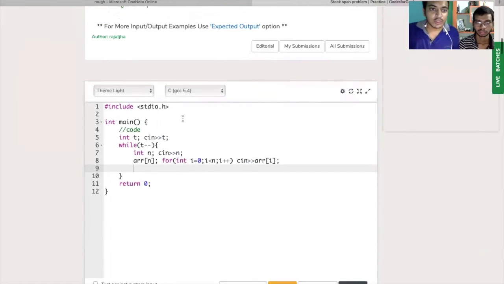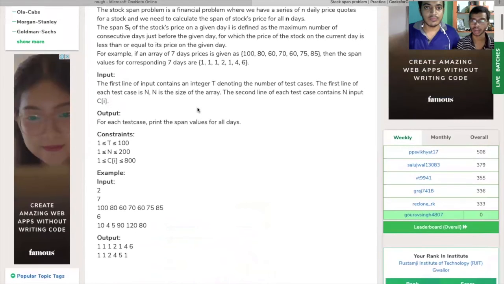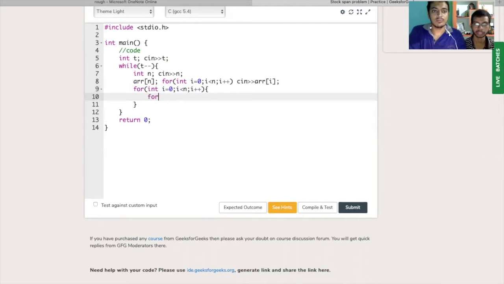Now let's move on to the code. Okay, so what will be the naive approach? The naive approach is easy. We'll run a loop, and for every element we check that the particular element is smaller than how many of the elements to its left. So we run a loop for a particular element, and then check how many elements it is greater than or equal to. So this is the naive approach.